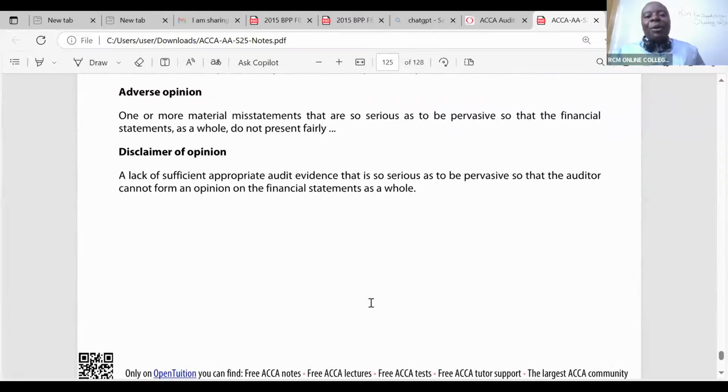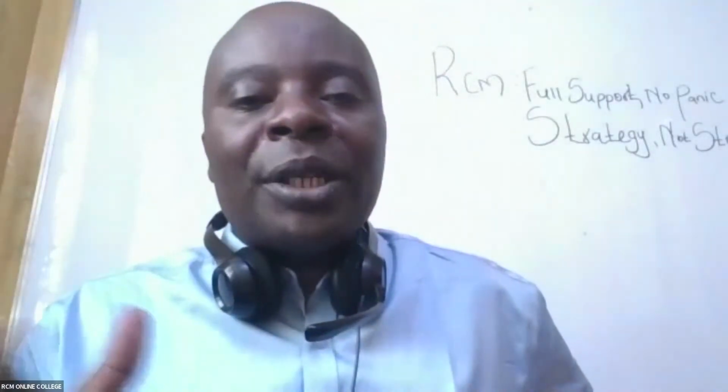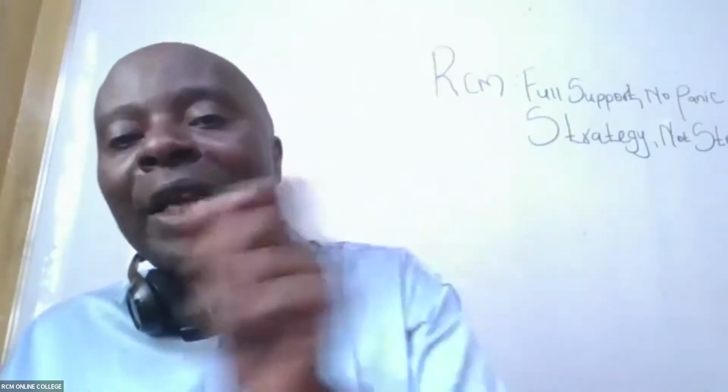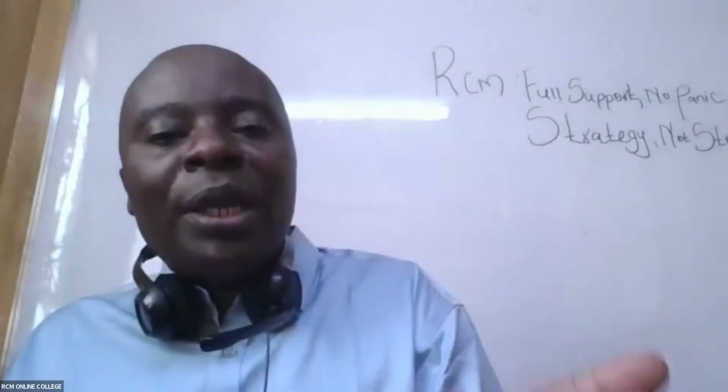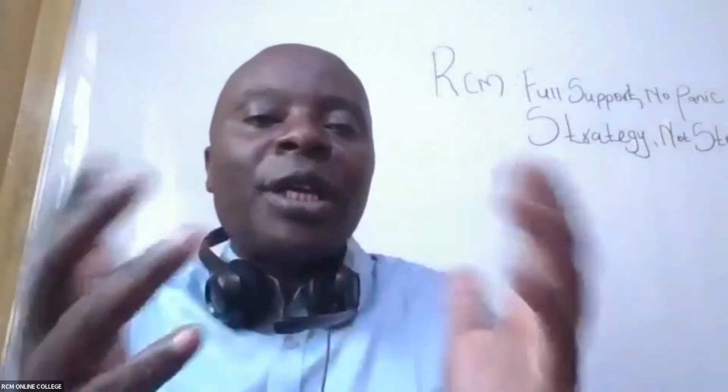Then we have a disclaimer of opinion, like the example of the CDF I was giving. These people have been able to tell you straight away that their accounts department got burnt down last year. Then I am not able to collect any evidence. If I'm not able to collect any evidence, it will be wrong for me to say adverse, that they don't present. It will be wrong for me to give any opinion. So in that case, I issue a disclaimer of opinion.